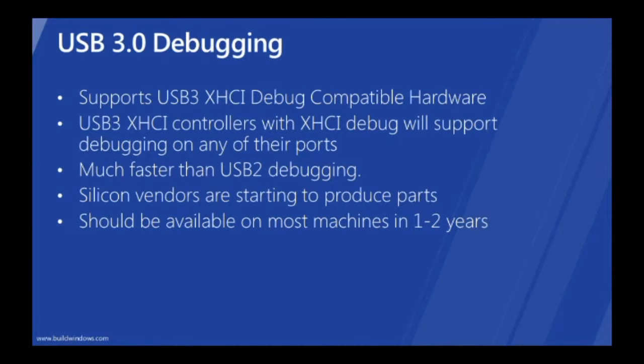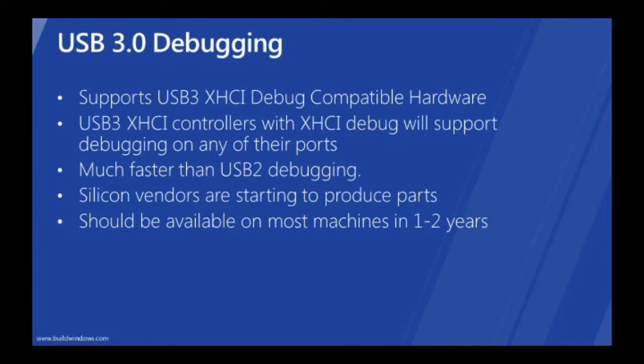This is a very nice feature compared to USB 2, because with USB 2 debugging, you had to actually plug into exactly the right port in order to make debugging work. With USB 3 debugging, it doesn't matter which of the USB 3 ports you plug into. All of them can be used for debugging. In addition, USB 3 debugging is much faster than USB 2 debugging.